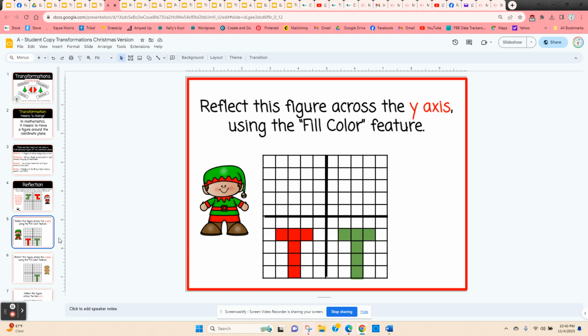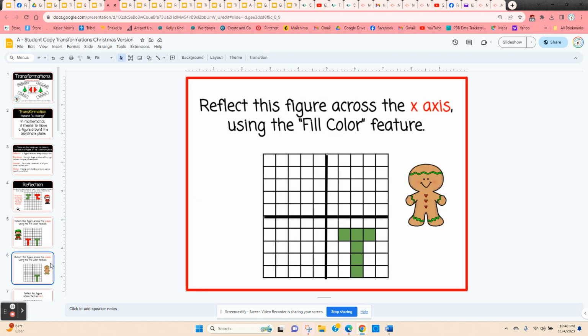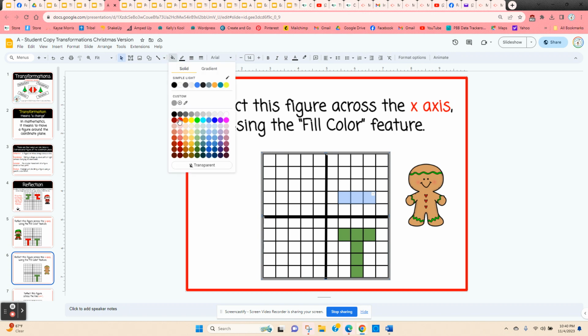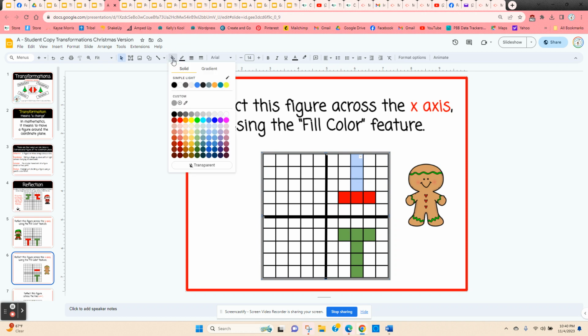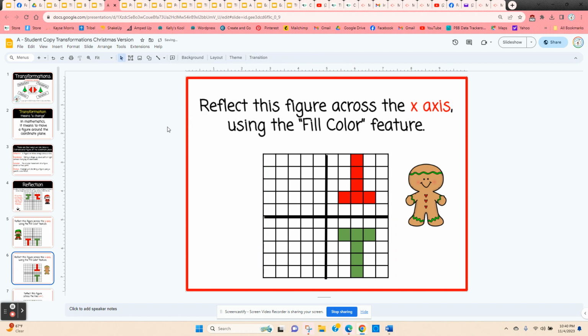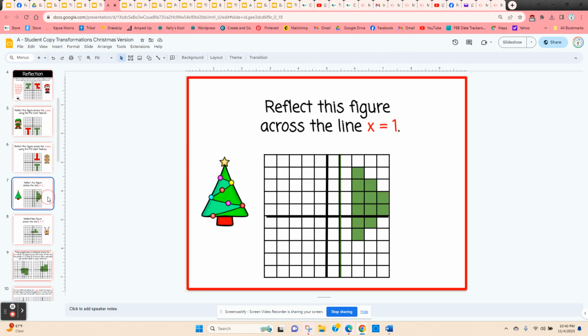Now the next slide has that same T shape, but this time they're going to reflect across the x-axis. So it's going to look a little bit different. Scroll across, fill it in with a color, and there we have the reflection across the x-axis. So they've got some more.